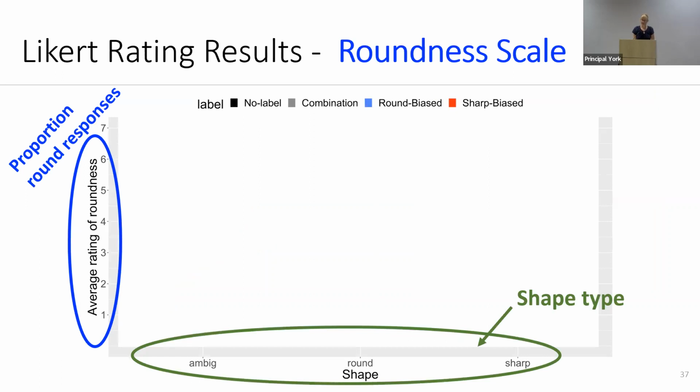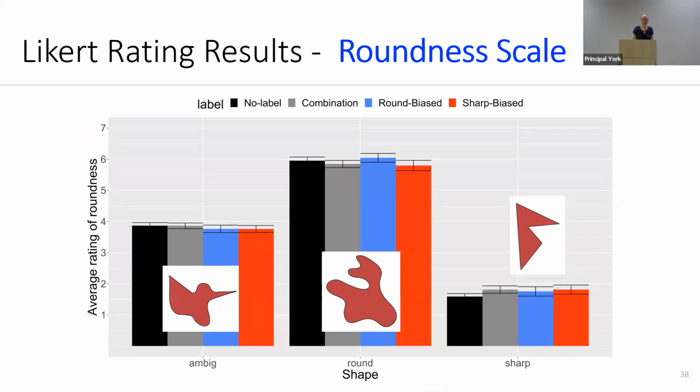And what did we find? Looking first at the roundness scale, again, proportion of round responses on the y-axis and the shape types on the x-axis. What do we see here? Okay, well, people are paying attention. The round shapes get the highest roundness ratings. The sharp shapes get very low roundness ratings, and the ambiguous shapes are in the middle. But if you look at those different colored bars, the different label conditions, no difference.